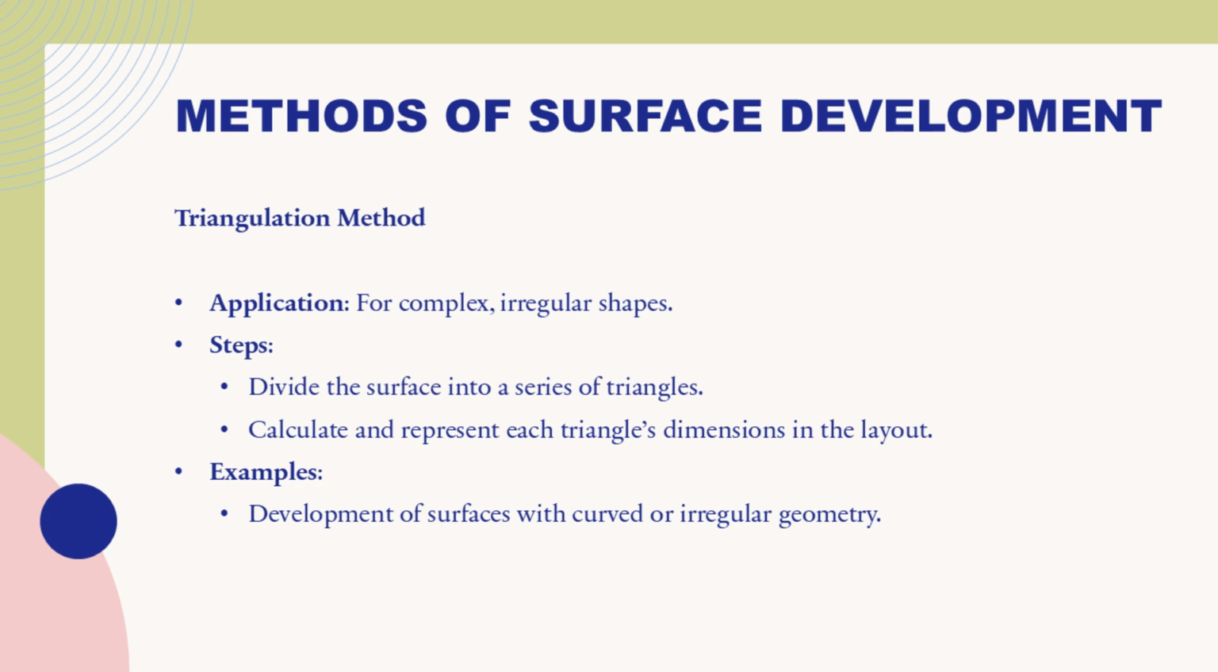The triangulation method tackles the most complex surface developments. It's ideal for irregular shapes with challenging geometric configurations. The key approach is dividing the surface into a series of triangles. Engineers carefully calculate and represent each triangle's dimensions. This method provides flexibility for surfaces with curved or irregular geometries.